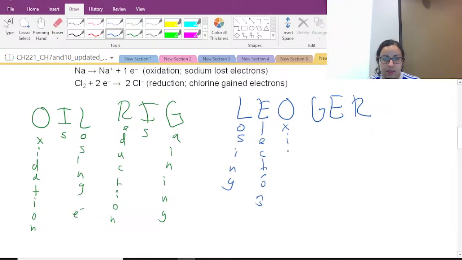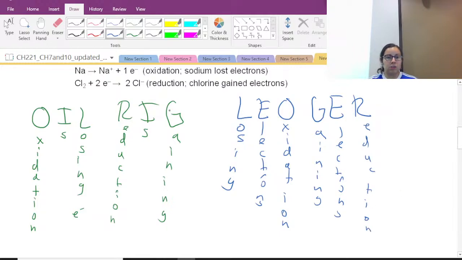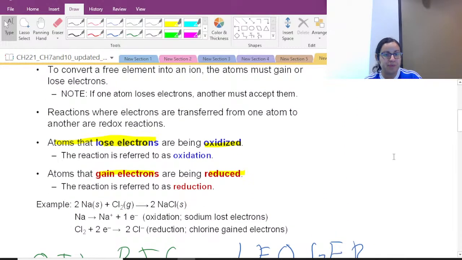is oxidation, and gaining electrons is reduction. So whichever one you like better, if you like the fossil fuel industry or fuzzy cats better. So whichever one, I would write that down somewhere so you remember.